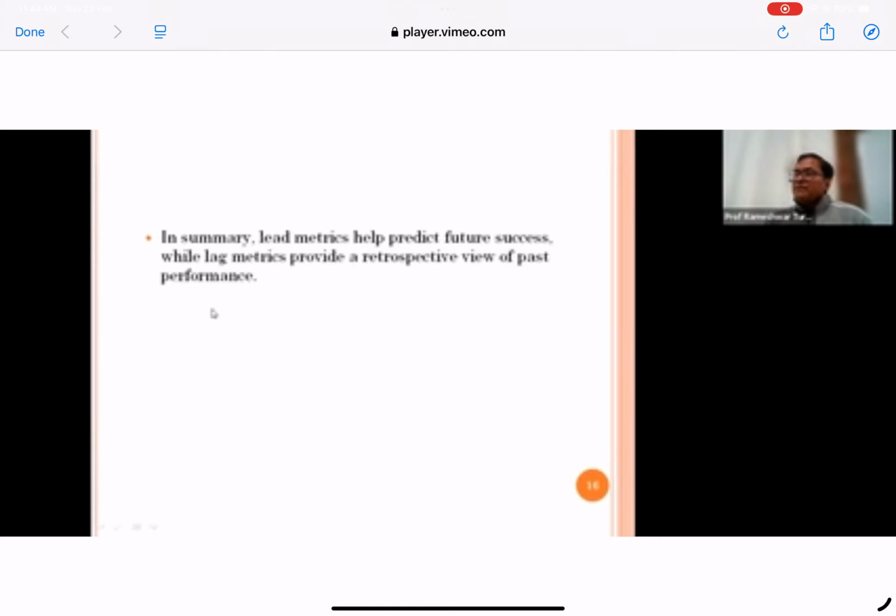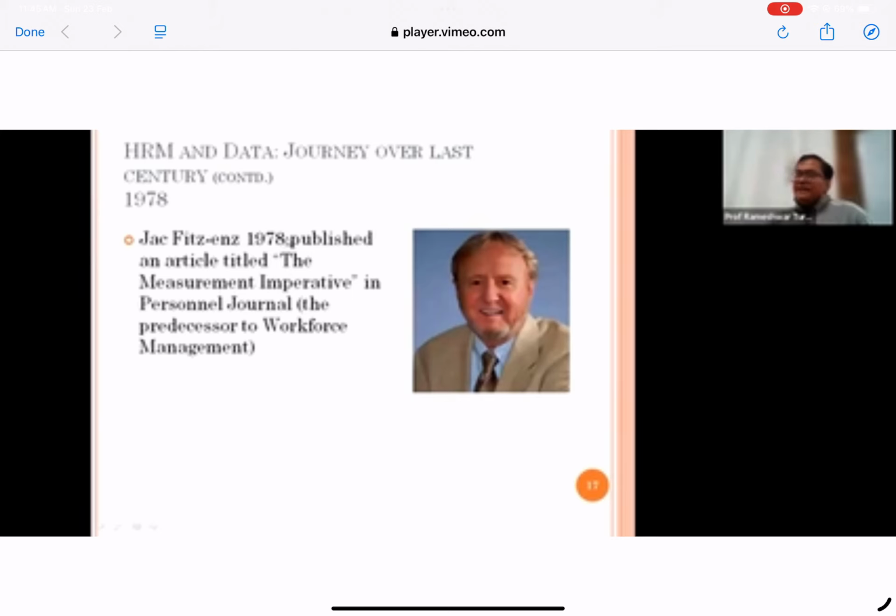So how did this metrics idea start? It started in 1978. Some historical overview. There is this gentleman, Professor Jack Fitz-enz. I don't know how to pronounce his name. In 1978, he published an article titled "The Measurement Imperative" in a personnel journal, now called Workforce Management.